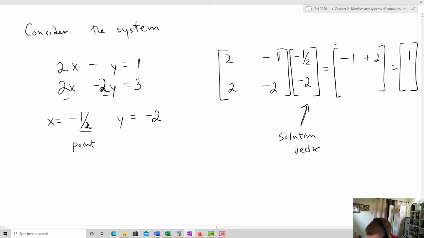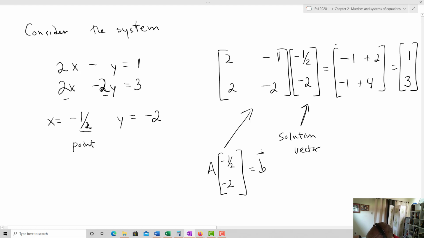Next, let's take 2 times negative 2, that's going to be negative 1, plus 4, so negative 1 plus 4 ends up giving me 3. And what I see here is that this solution vector in fact does solve the system. Using matrix multiplication, we can actually prove that it is the solution vector. All we've got to do is take the coefficient matrix A, multiply it by this solution vector, negative 1/2, negative 2, and that'll end up giving me B. That's how I know that it is in fact the solution vector. Okay? Let's take a look at it again.